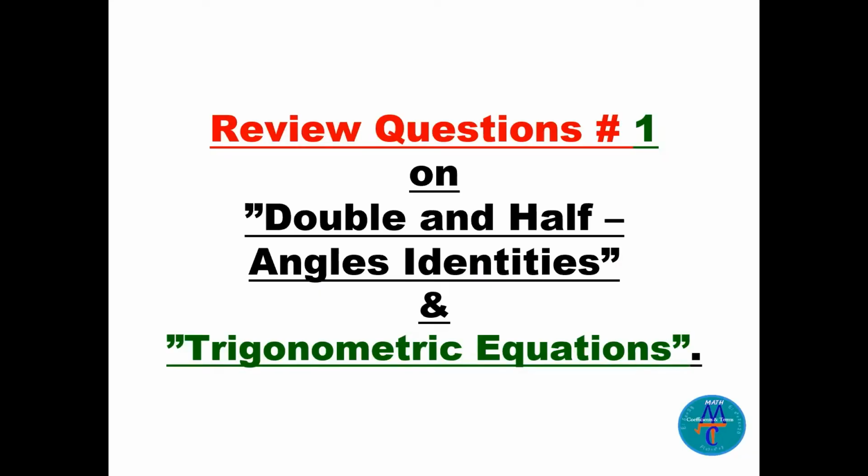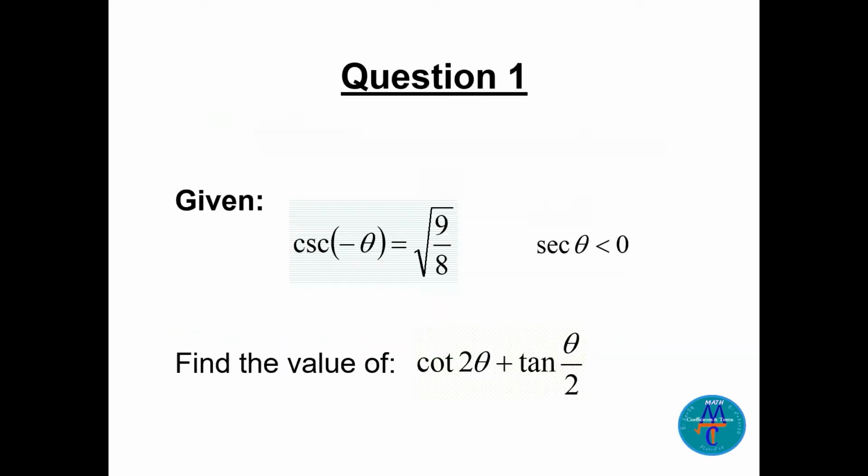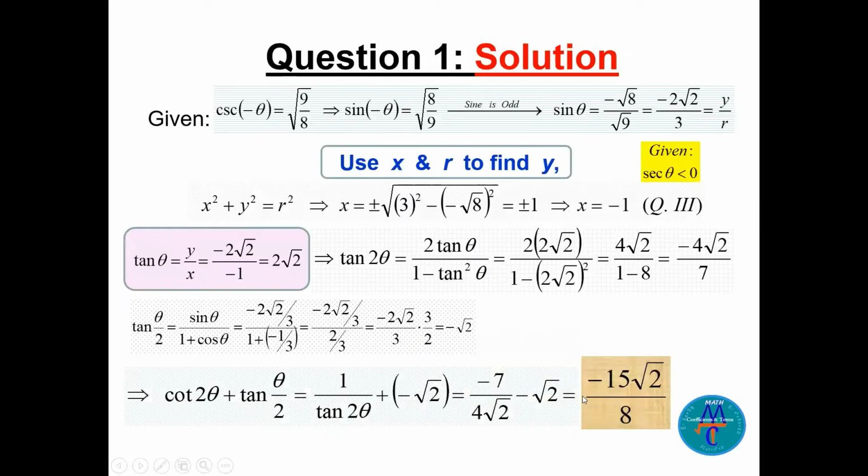This is review questions number 1 on double and half angles identities and trigonometric equations. Question number 1: given cosecant of minus theta is equal to square root of 9 over 8, secant of theta is less than 0. Find the value of cotan 2 theta plus tan theta over 2. So here we have to find the cotan of the double angle and tan of the half angle.